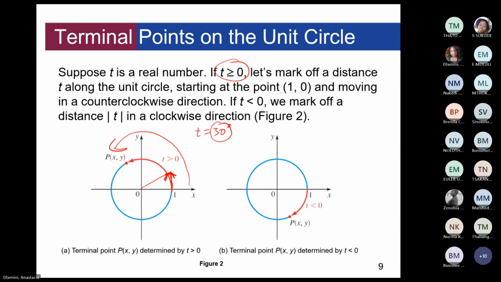Yes, ma'am. Now, if t is negative 30, it means you are moving in the opposite direction, meaning that you start from here and then you are moving down there. Your 30 will be somewhere here. Are we all together there? Yes. Can I move on now?